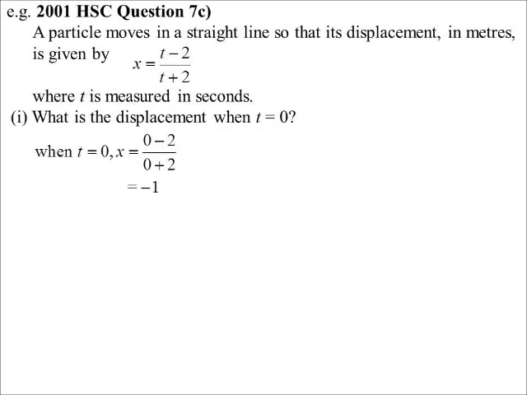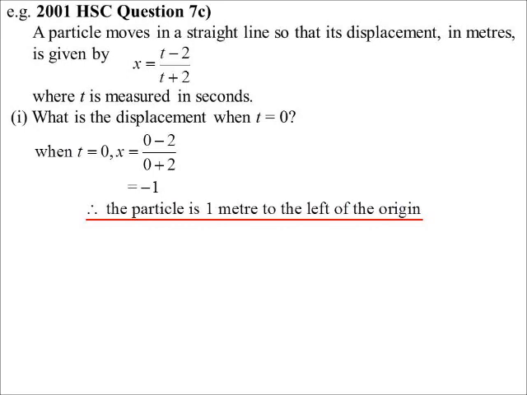Simply sub in t equals 0. Ah, there it is, -1. So initially we're 1 to the left, or -1, however you want to write your answer down.